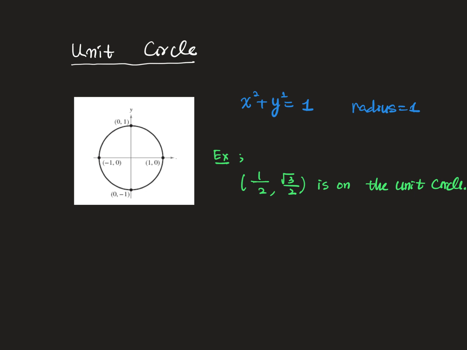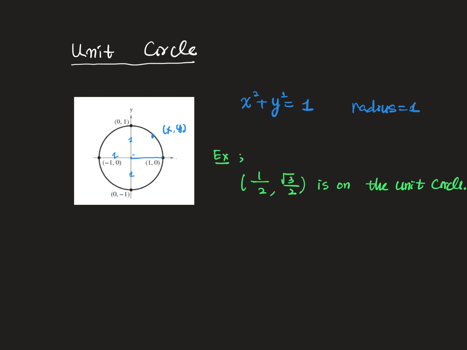The center is (0, 0). That's the center, and the radius is going to be 1 from the center. That's the radius, 1. That's the circle equation: x squared plus y squared equals 1. Any point (x, y) satisfying this equation is on the unit circle.